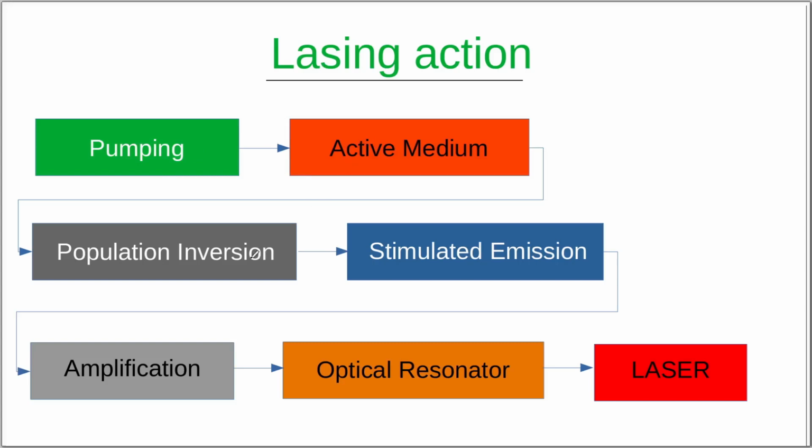The lasing action involves components and various elements. We need a pumping source, we need an active medium, we need population inversion to occur in the active medium, we need stimulated emission of radiation, after which the amplification of light takes place. The amplified light will move back and forth in an optical resonator. Later, from the optical resonator, we get the laser. Please note that laser is a light amplifier. Laser is also referred to as a light amplifier.